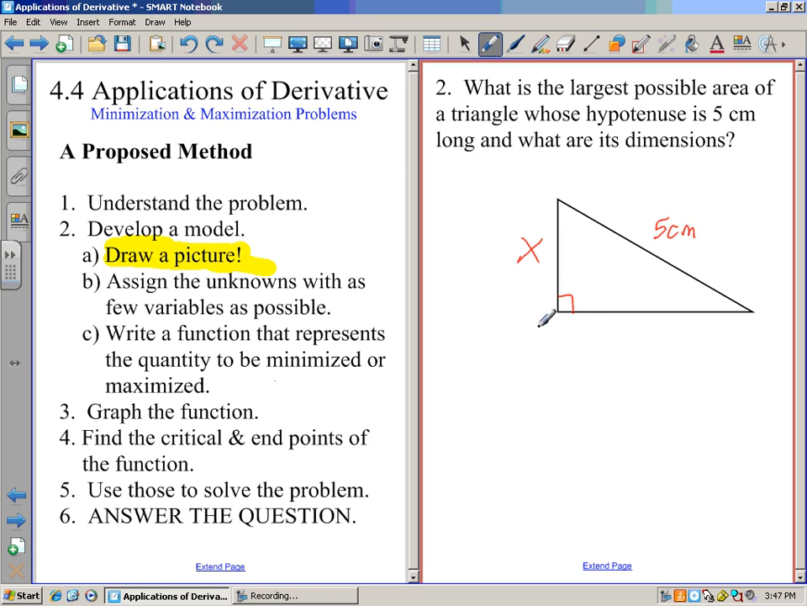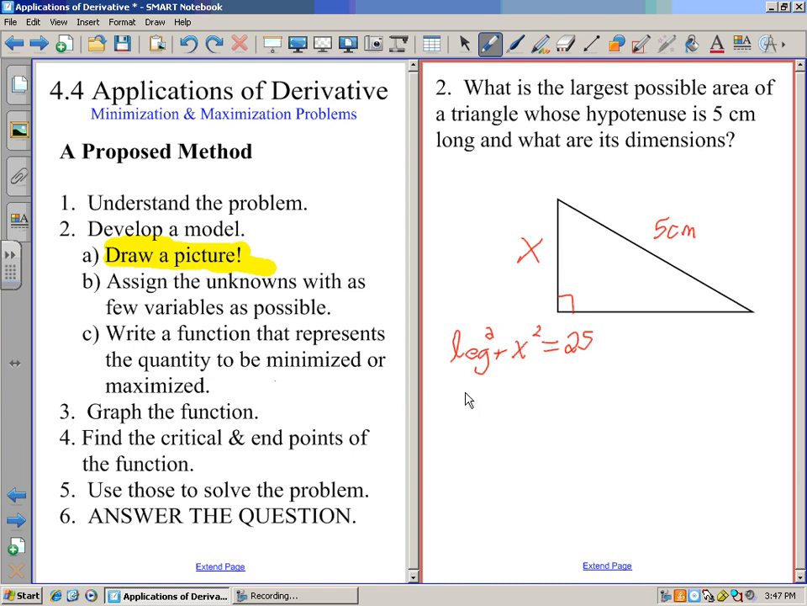Well, you can consider the fact that this is another leg in my right triangle. So if I were to say, hey, I know that leg squared plus x squared equals 25. So in other words, the Pythagorean theorem says one leg squared plus the other leg squared equals 25.